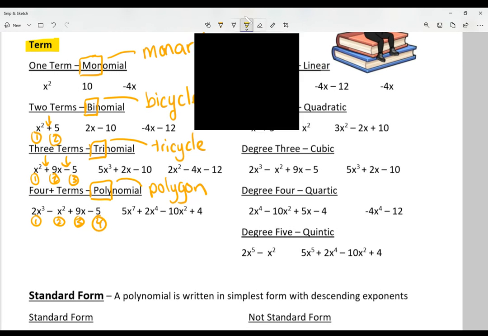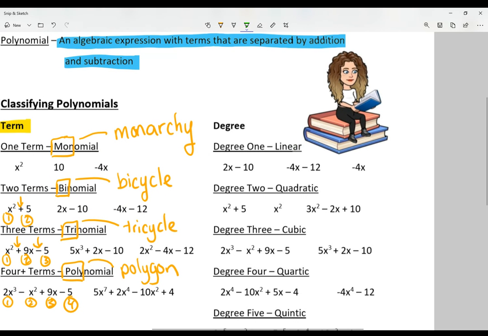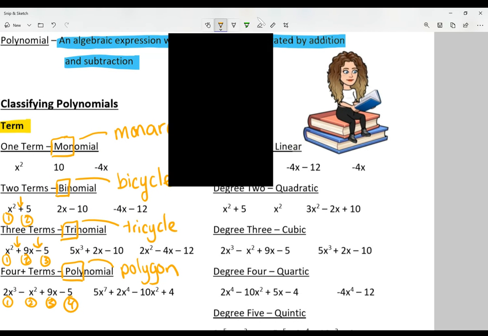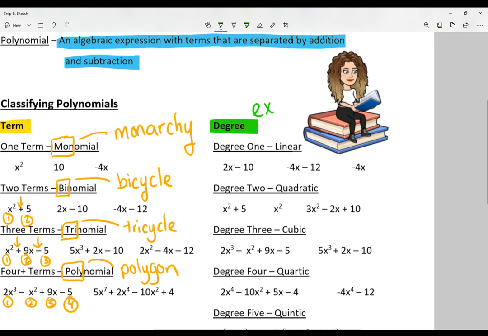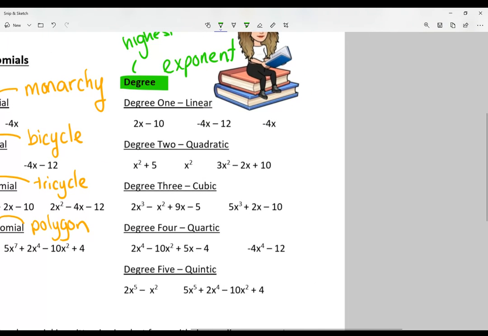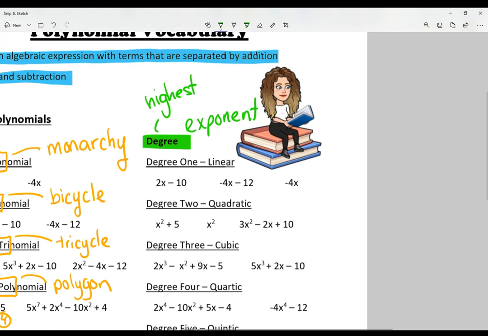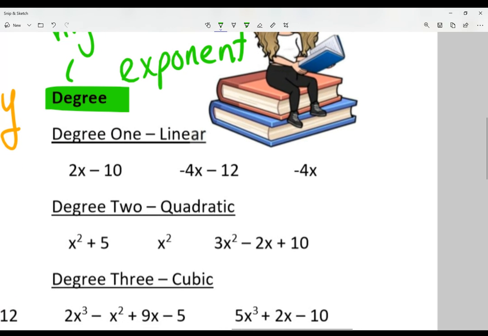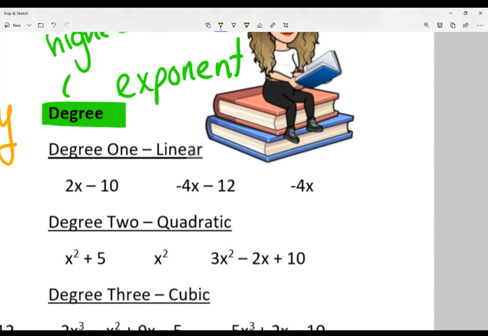The second way that we classify our polynomials is by degree. And degree means exponent. So for the degree, we're looking for the highest or the biggest exponent. Okay, so the highest exponent. For degree 1, we want the highest exponent to be 1. You're looking at your variables here. There are no exponents, so you can add an imaginary 1 here to help you out. In this case, the biggest exponent all of these have is 1.